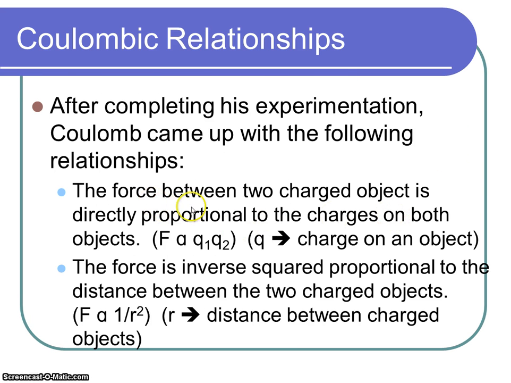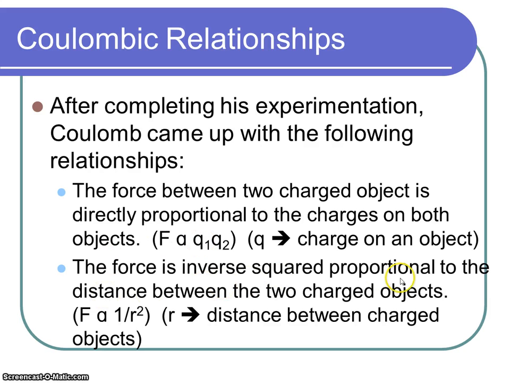And his conclusion was that the force between two charged objects is directly proportional to the charge on both objects. So F is proportional to, remember this is the alpha, F is proportional to Q1 times Q2, where Q is what we're going to use as our symbol for the charge on an object. So the force between the charged objects is proportional to the charge of both objects multiplied by one another.